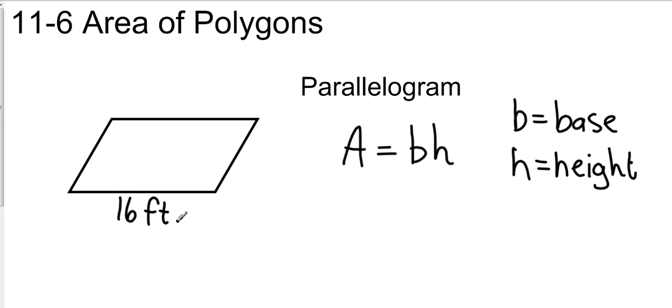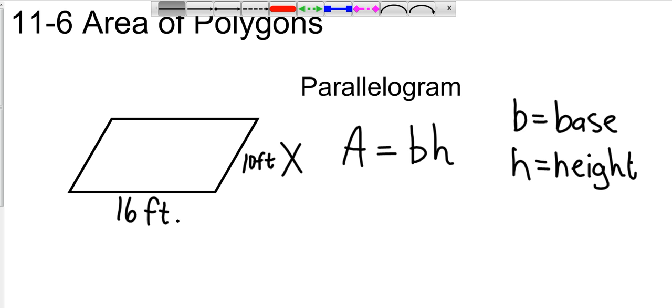is not the other side. So if I gave you that this was 10 feet, okay, that would not be the height. Because picture your height. When I take your height, you are straight up in the air. You are perpendicular to the ground. So the actual height of this parallelogram is drawn straight down from the other base. And so in this case, let's go with 11 feet.